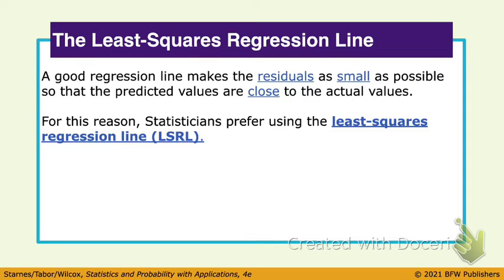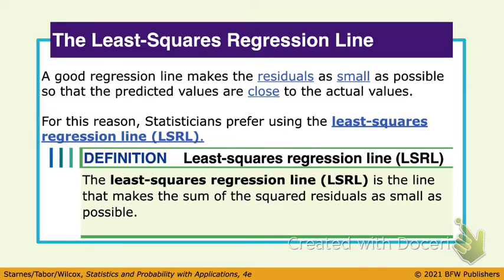So we use the least squares regression line. It is also referred to as the LSRL. The least squares regression line is the line that makes the sum of the squared residuals as small as possible. And we'll talk about how your calculator is going to do it for you. We'll talk about the process, but I don't want you guys to get too hung up on it because the calculator will do it for you. But that's why it's called the least squares regression line.